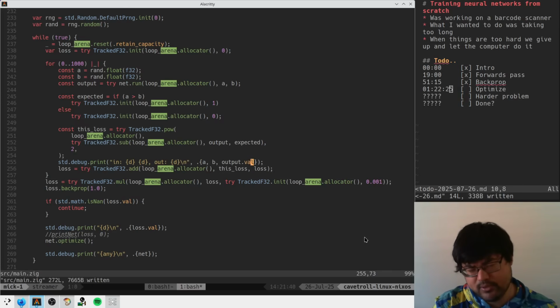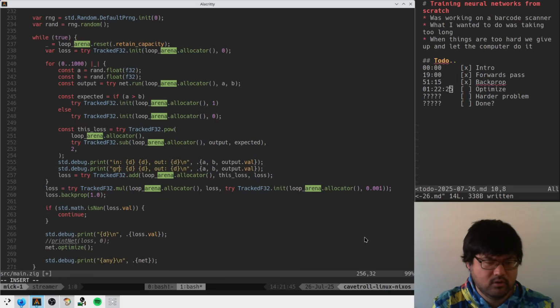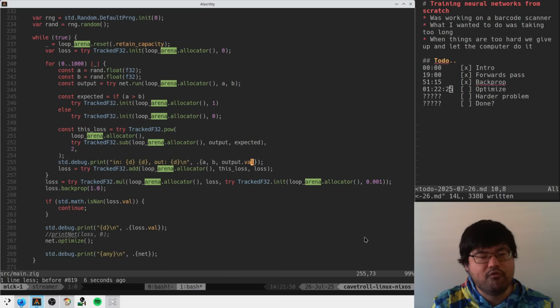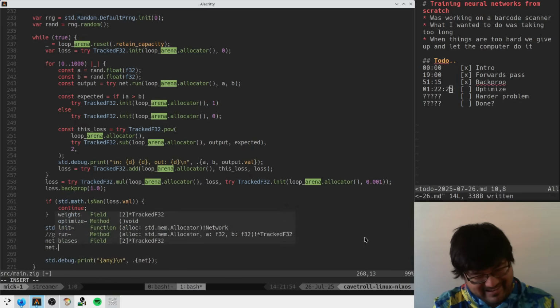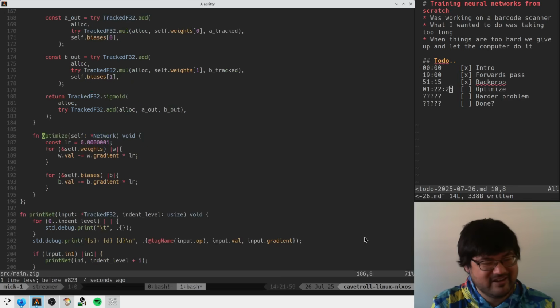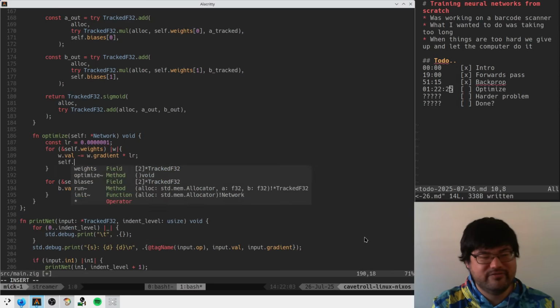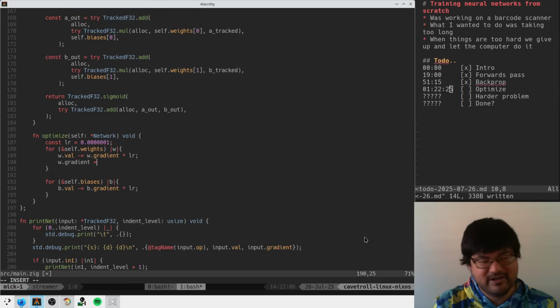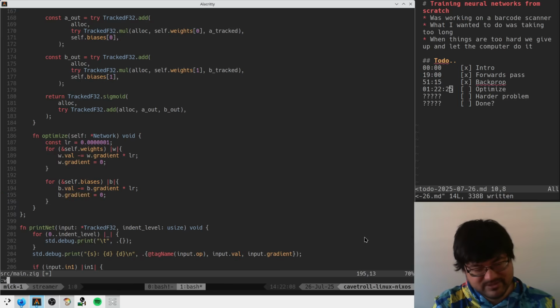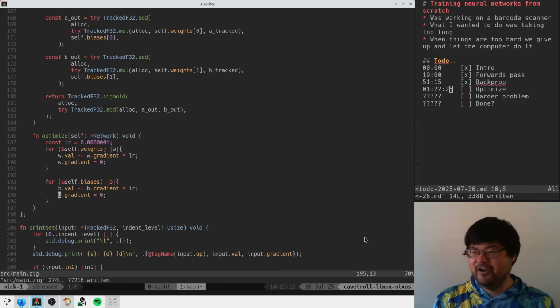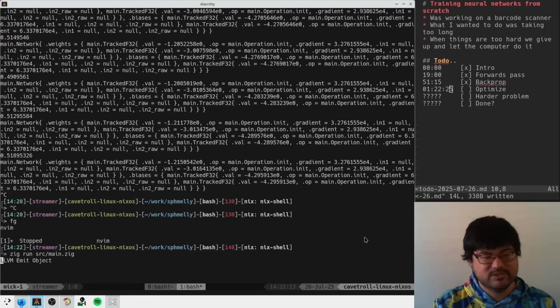And can we print the gradients for weight 1 and weight 2? I think that's what we want to look at. Oh, our gradients are accumulating. For self, W gradient is equal 0, B gradient equals 0. They're accumulating over time, which is not helping us.